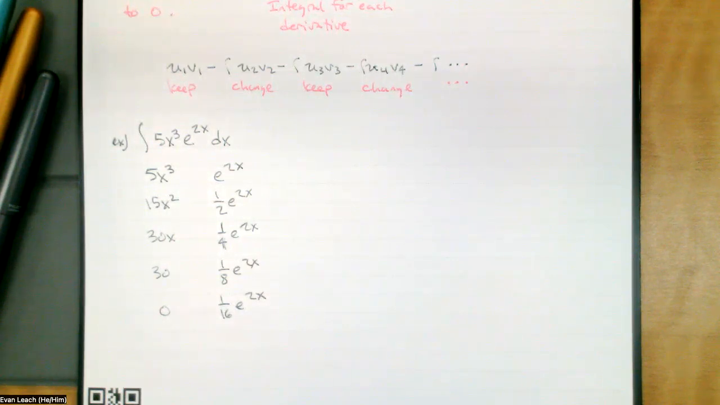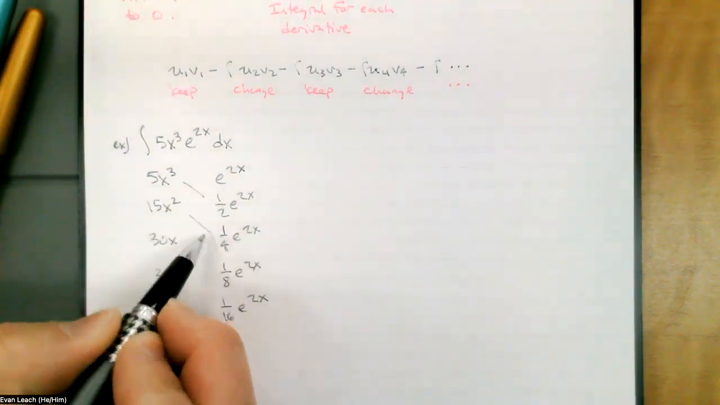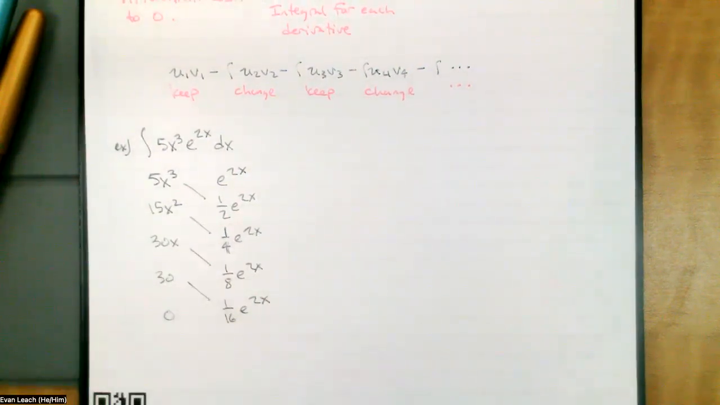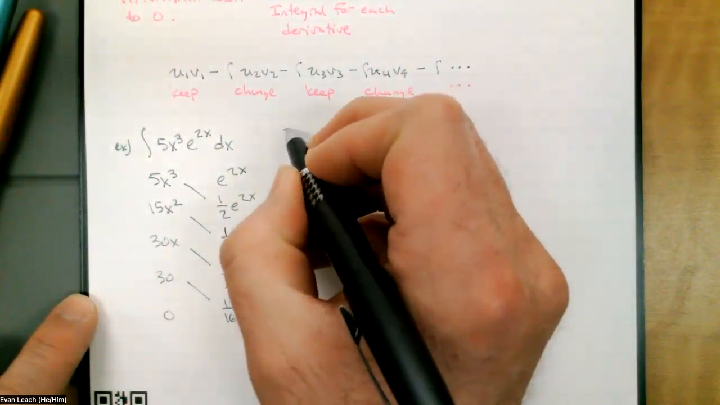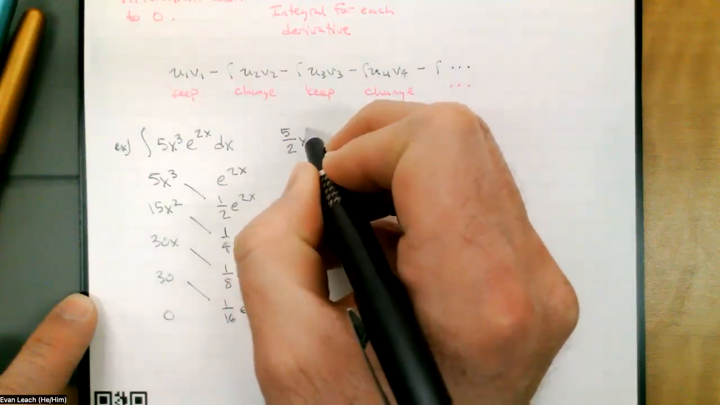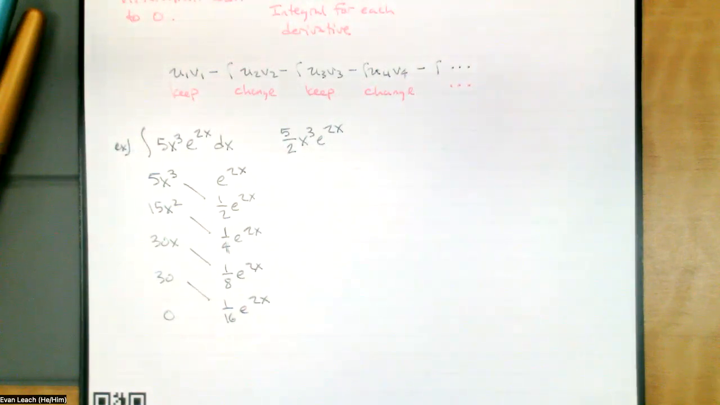Write down all the UVs. So we go down these diagonals. So we can see there's going to be 4 terms. Our first term will be 5/2 x cubed e to the 2x. Just because we're doing a shortcut doesn't mean we're going to write our terms like slobs. 5 times 1/2 is going to be 5/2. I'm going to gather that out in front. I'm going to put my polynomial part in front of my exponential function.